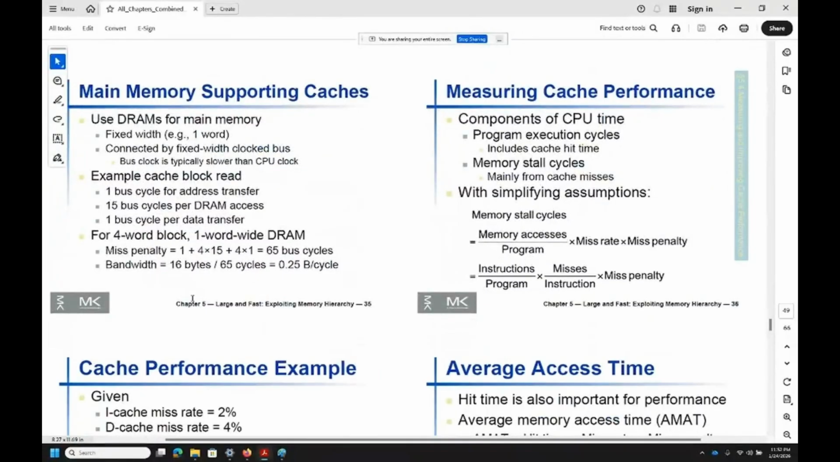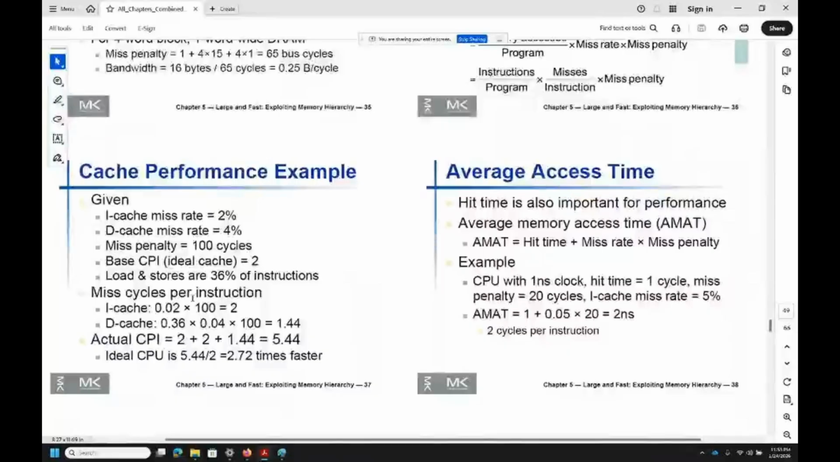So main memory is used to support cache. We use DRAM for main memory, which is a fixed width. For example, if you have a one-word-wide DRAM, then the miss penalty is 65 bus cycles for this example. You can measure the cache performance in a few ways. One is how much the hit rate is, and how much the miss penalty is. You can use these formulas: memory accesses by the program times miss rate times miss penalty. Here they've done a calculation with one of the processors.